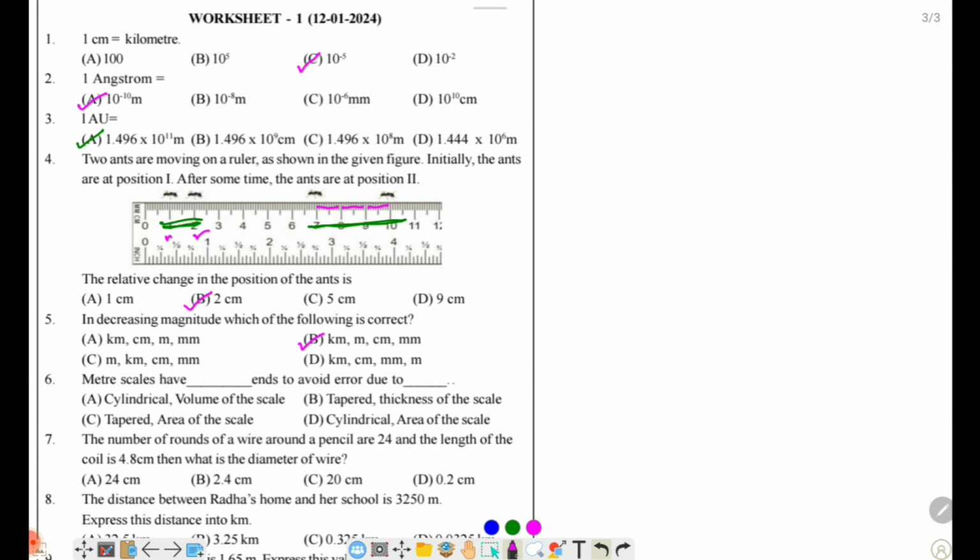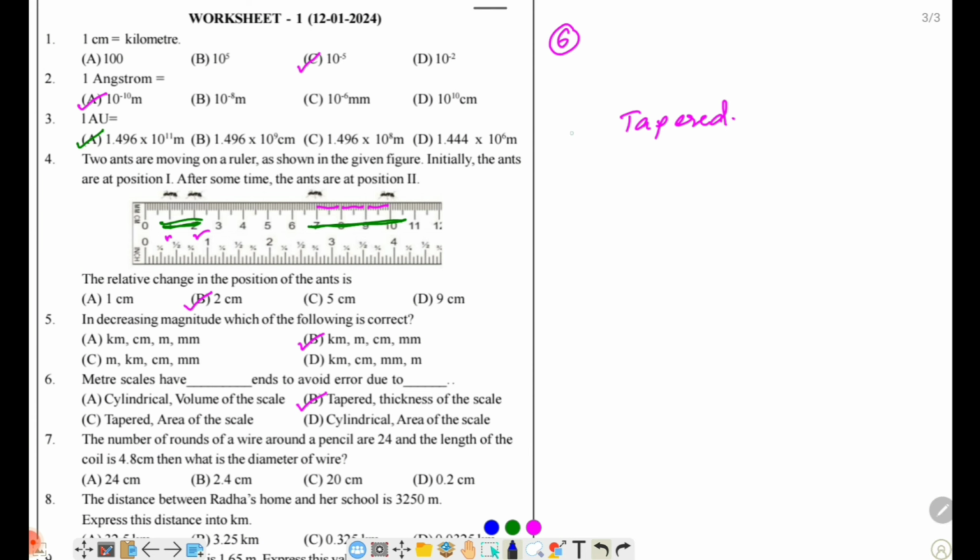Now let us see question number 6. Meter scales have dash ends to avoid error due to dash. So the meter scales have tapered ends. Remember this. Which ends? Tapered. I think you know the meaning of tapered. And it is to avoid error due to the thickness of the scale. So your option will be B. If you thought the answer is B, then let me know your name in the comments.